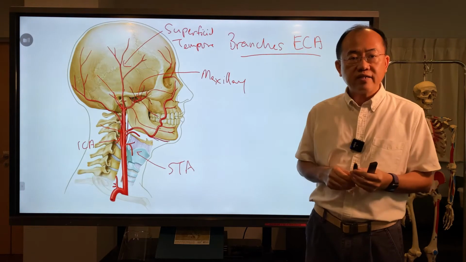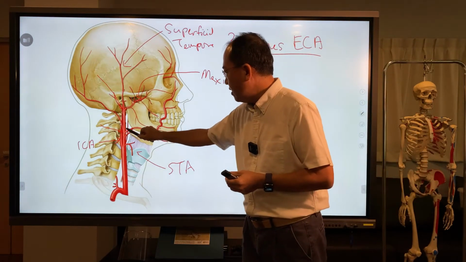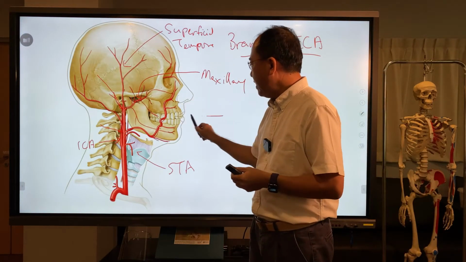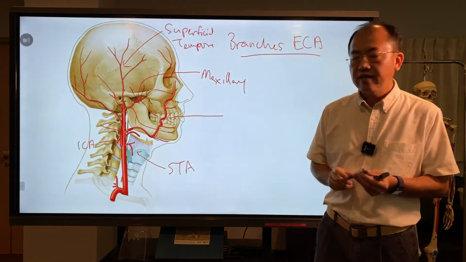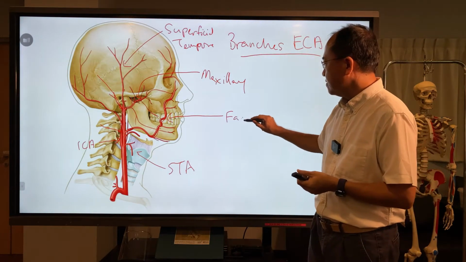One of the branches of the external carotid artery, if you look carefully, moves over to supply the face. How would you call this branch? Yes, this is the facial artery.